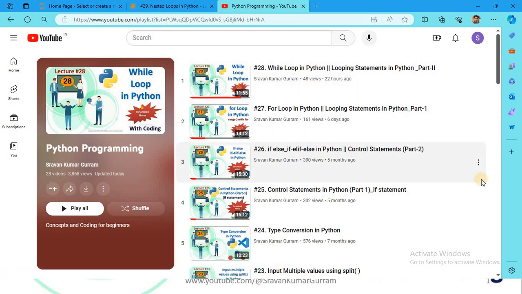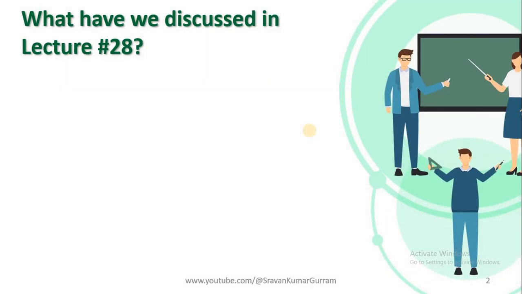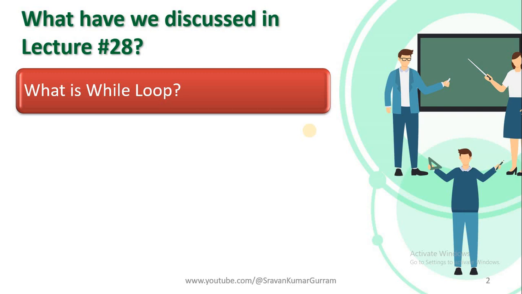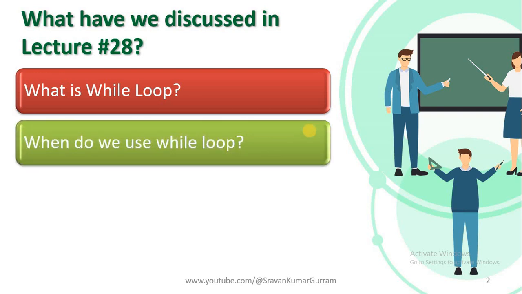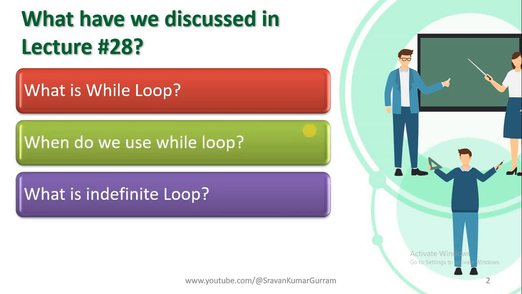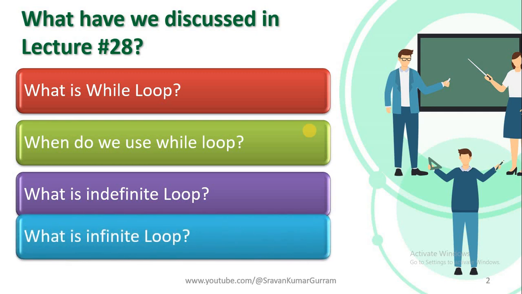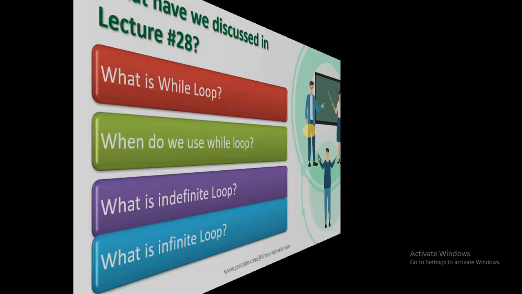In this lecture, we are going to cover the nested loops concept. To understand this concept, you must have knowledge about the while loop and for loop. If you haven't watched that, please watch these two lectures to understand this concept. Before we start today's session, let us try to recall what we covered in lecture 28. What is a while loop? When do we use a while loop? What is an indefinite loop? What is an infinite loop?